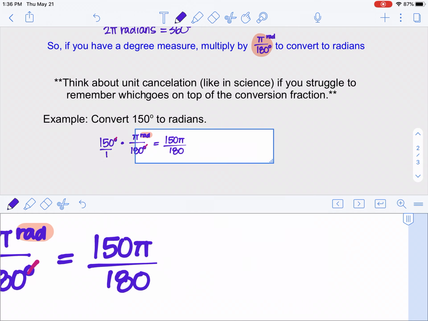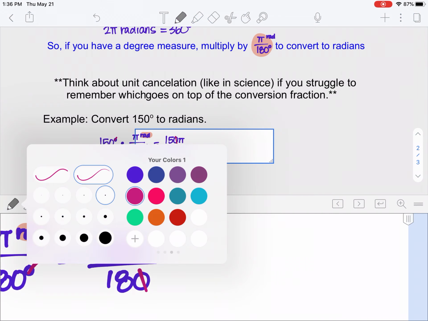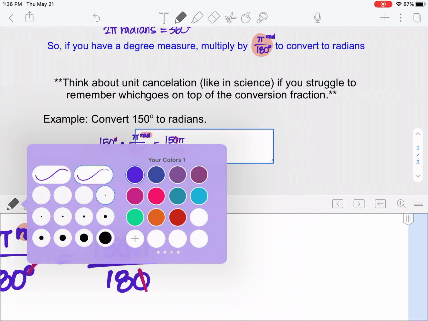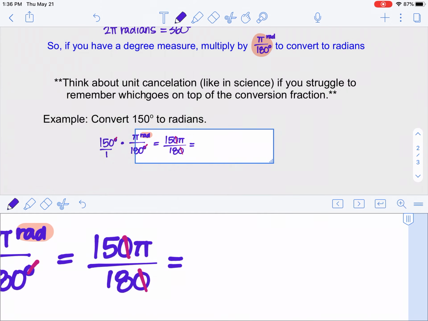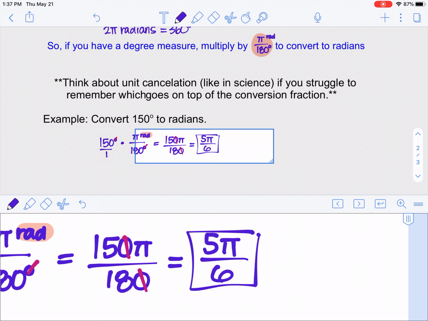Now, no one's going to leave it like that, right? Couple of things, make your life easy. Get rid of those zeros, and then what goes into both 15 and 18? You can do it in one step, you can do it in a couple, right? If you think like, 3 goes into both. So I'm talking about 5 pi over 6. Okay. And so that would be the radians that is the same as 150 degrees.